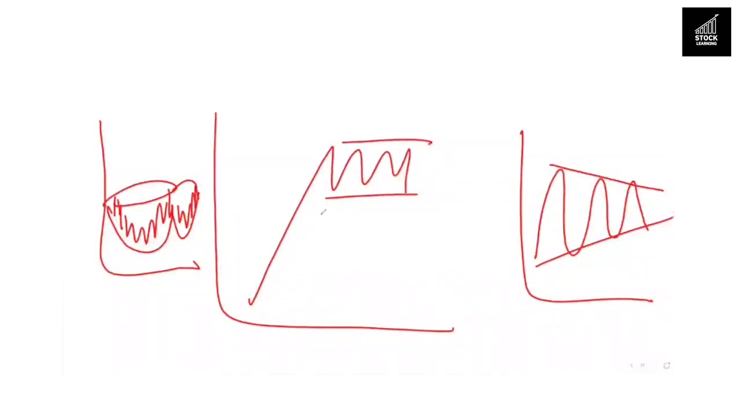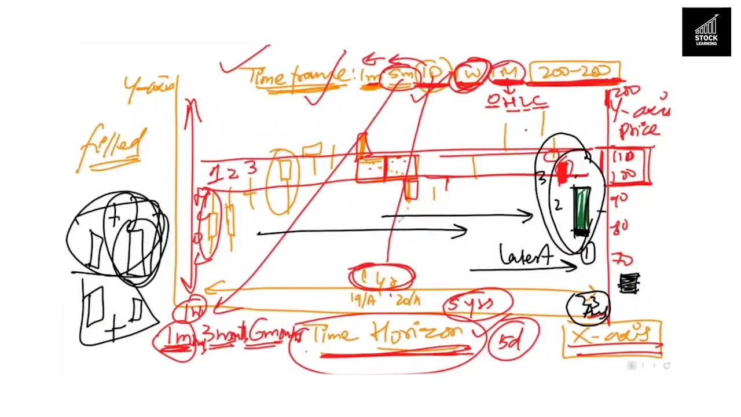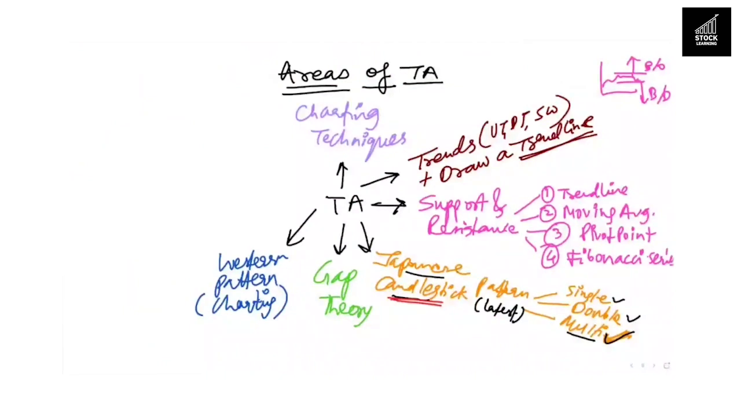You don't need to have candlesticks for this. You can see this in a line chart also. And that's why I've not written the word candlestick in this. Candlestick is important for Japanese candlestick patterns. These are patterns of the candle, and these are patterns of the chart. So it can be a line chart also, a candlestick chart also, and it can work on any chart.